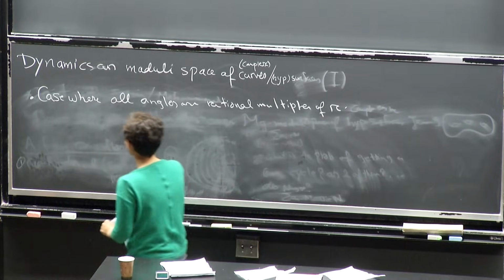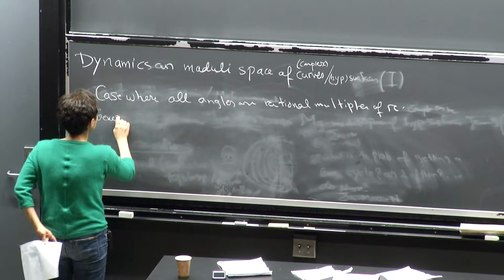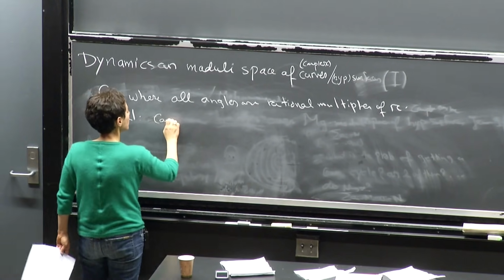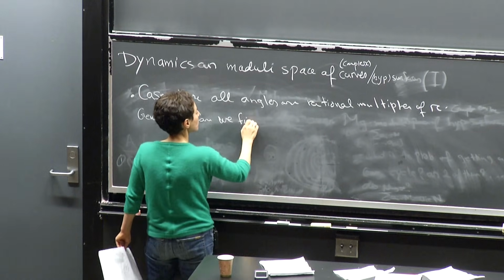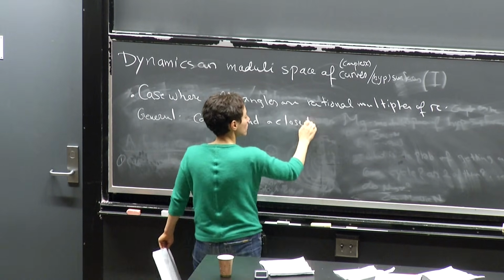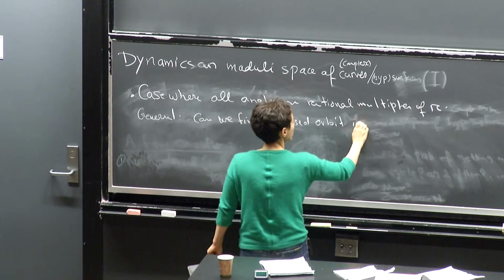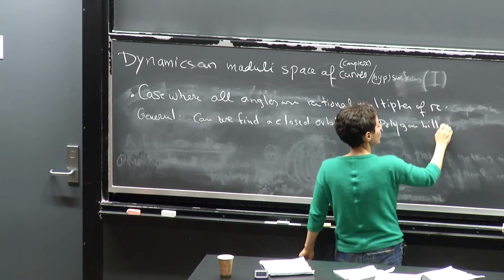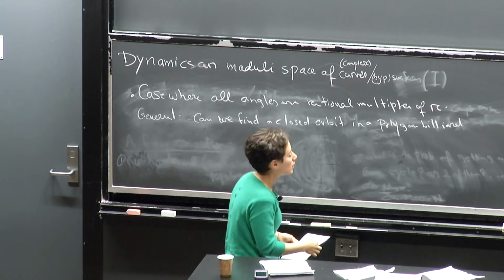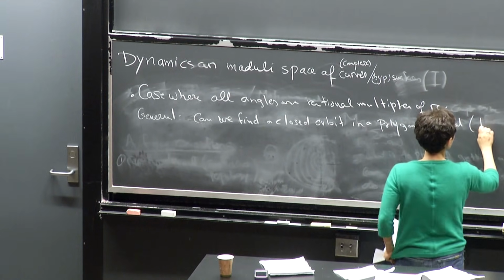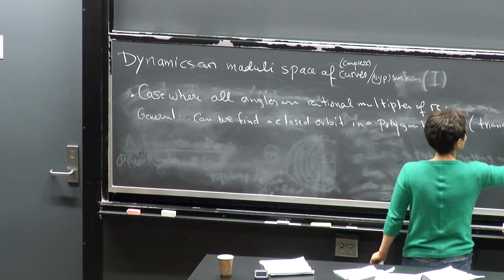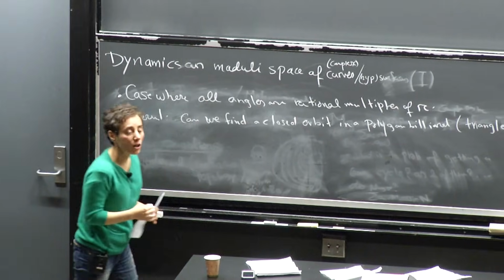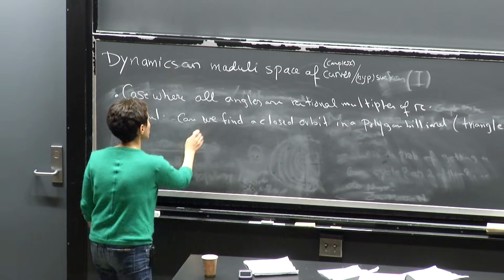In general, all these problems are very difficult. It's even an open problem whether you can always find a closed orbit in a polygon billiard. There are interesting partial results, even in a triangle, by Rick Schwartz. A lot of things are known, but in general, it's not even clear if there is one single.